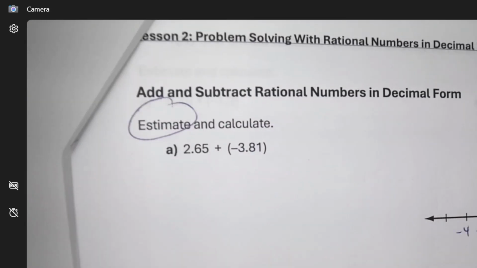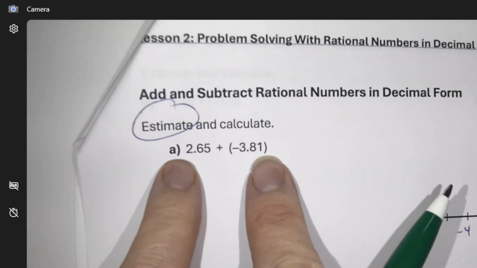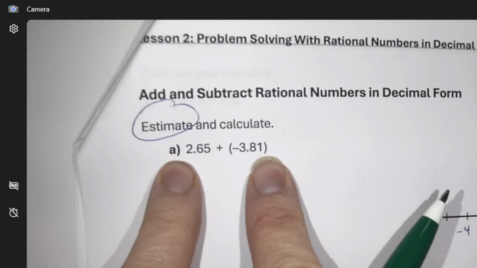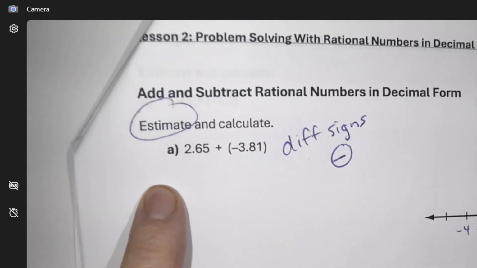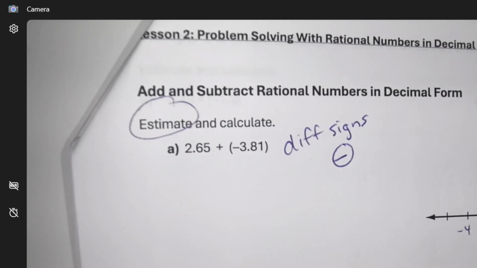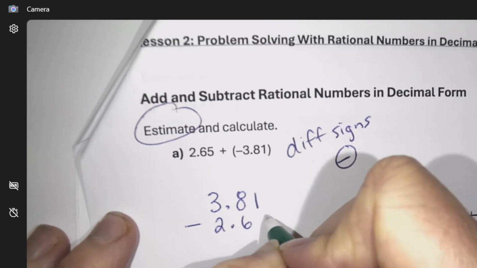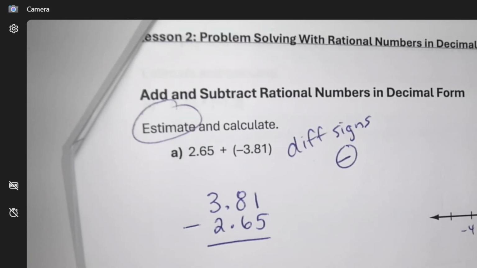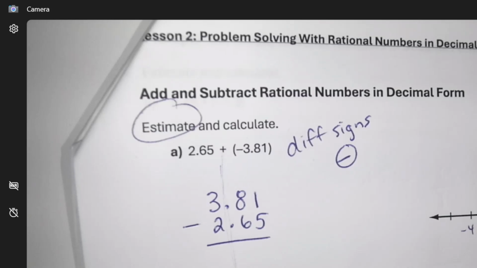So what was my rule about adding with positives and negatives? If they are different signs, we should add or subtract their values together. Different signs, we're going to subtract. I'm not going to worry about the order. I'm just going to take the biggest, subtract the smallest. So 3.81 subtract 2.65. And I'm lining up my decimals. Remember that? The decimals get lined up.